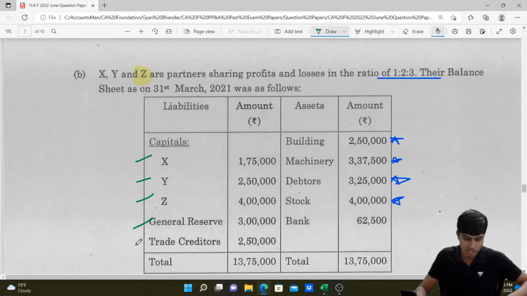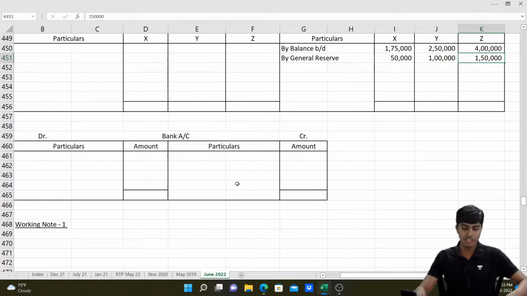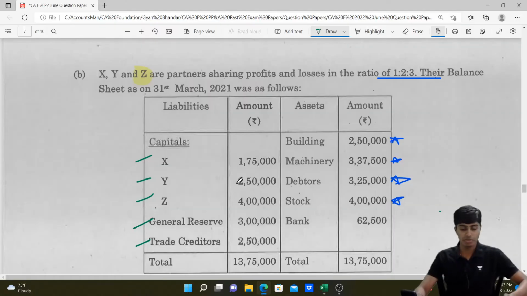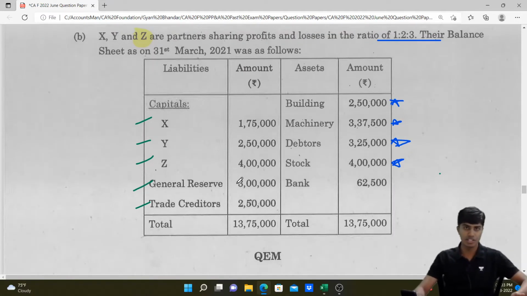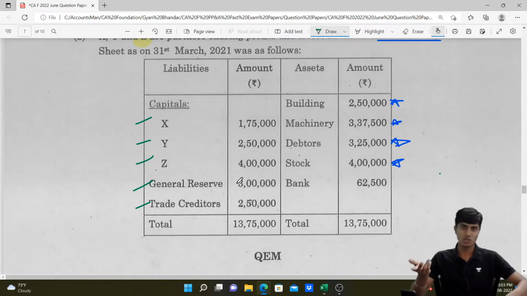Then what do we have next? We have trade creditors of 2 lakh 50. We are not preparing any balance sheet here, so that would go nowhere. It will just be there because there is no revaluation of these trade creditors. If there was, I would have adjusted. Or if I was preparing a balance sheet, I would have written this 2 lakh 50 straight to the new balance sheet. So neither is the case.